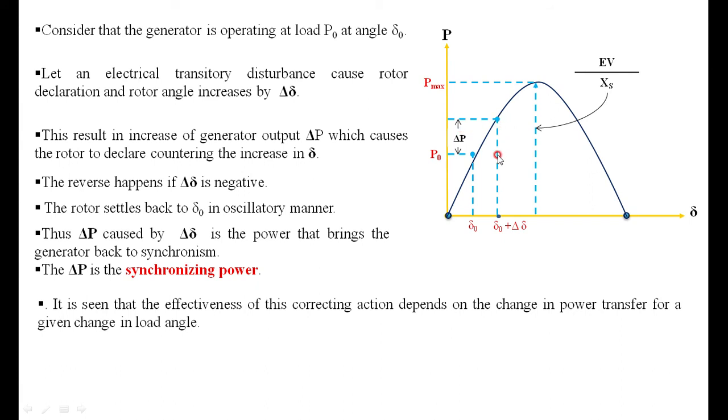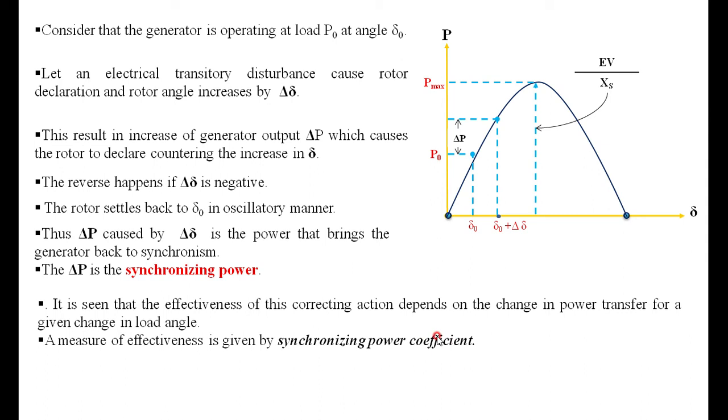One more caution you have to look into here: if there is a large change beyond delta equal to 90 degrees, then the system goes into an unstable condition. There is asynchronous operation of the alternator which has a large disturbance. It is seen that the effectiveness of the correcting action depends upon the change in the power transfer for a given change in the load angle. A measure of effectiveness is given by the synchronizing power coefficient.